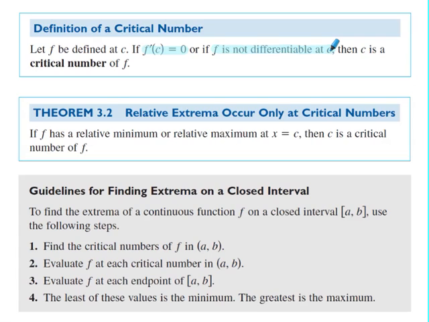We're going to evaluate f at each of those critical numbers. Some cases, there might only be one. Then we're going to evaluate f at each endpoint. The least of these values is the minimum. The greatest will be the maximum. So let's go and look at an example.